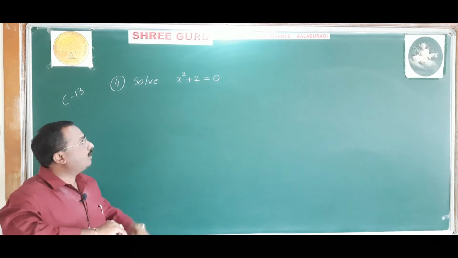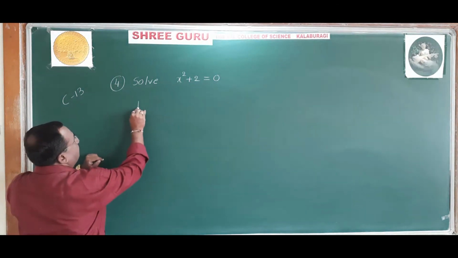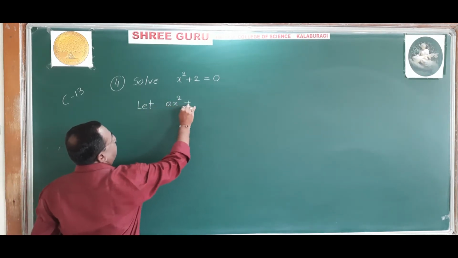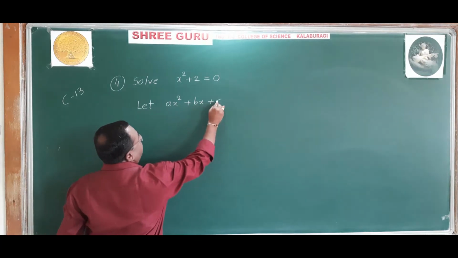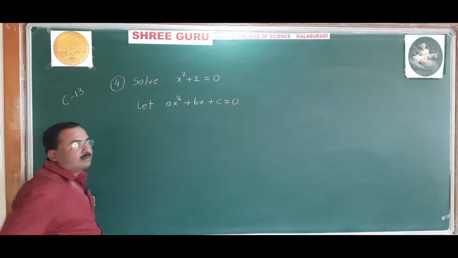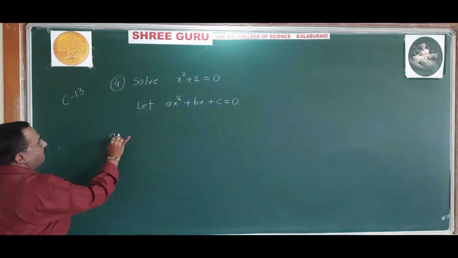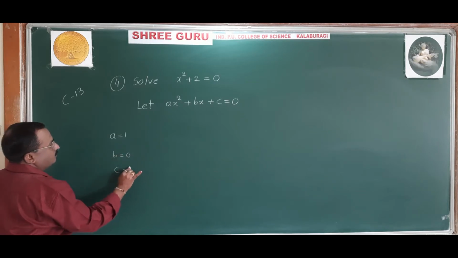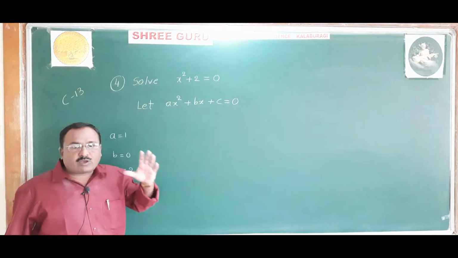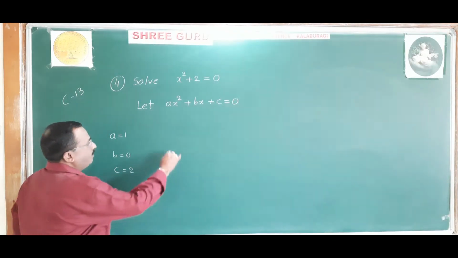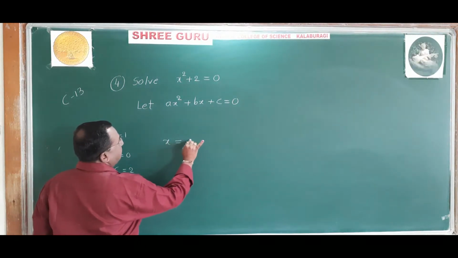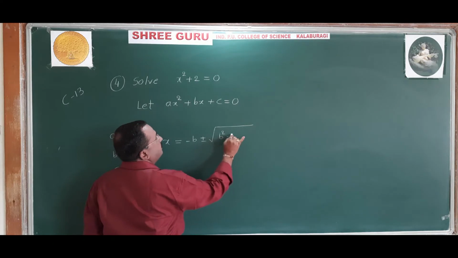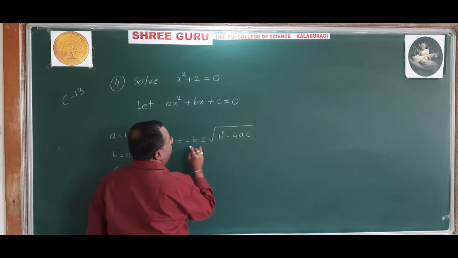By applying the formula, first, this is a quadratic equation. Let ax square plus bx plus c is equal to 0, where a is equal to 1, b is equal to 0, c is equal to 2. This is non-factorizable form. We know the formula: x is equal to minus b plus or minus square root of b square minus 4ac divided by 2a.